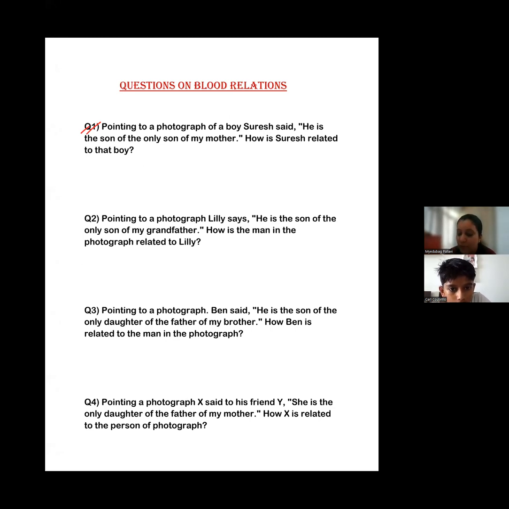Pointing to a photograph of a boy, Suresh said... So, for example, if we visualize it, this is Suresh, and he is pointing to a photograph of a boy. This is the boy, and pointing to this photograph, Suresh is saying that he is the son of the only son of my mother.